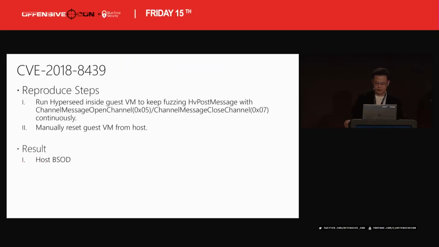This vulnerability can be reproduced with the following steps. First, run Hyperseed inside a guest VM and keep fuzzing HvPostMessage with open channel and close channel as the channel message type. Then manually resetting the guest VM from the host Hyper-V manager can make the host crash. So at first sight, it seems the host is DoSing itself. But after careful diagnosis, it is a use after free, and it can be triggered totally within the guest.